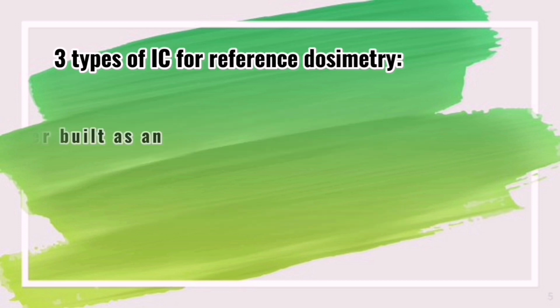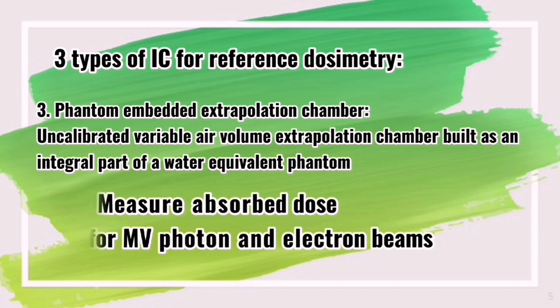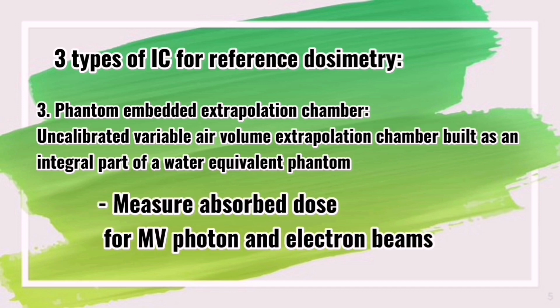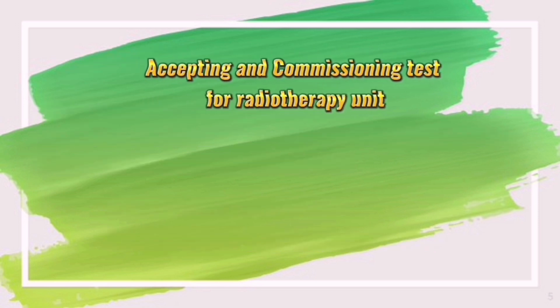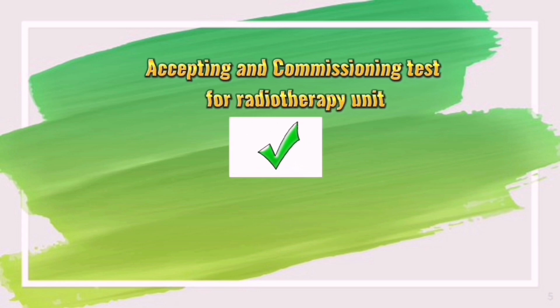The third one is the phantom embedded extrapolation chamber, which is an uncalibrated air volume extrapolation chamber built as an integral part of a water equivalent phantom. It measures the absorbed dose for megavoltage photon and electron beams. Ionization chamber is also a part of the acceptance and commissioning tests for the radiotherapy unit.